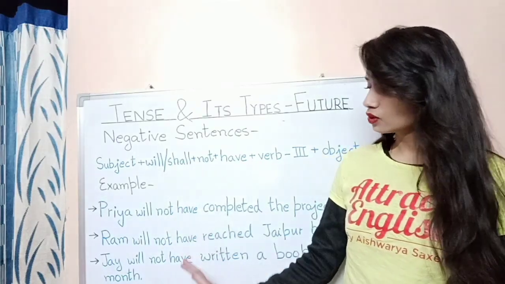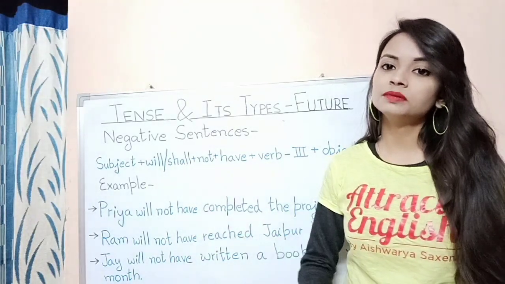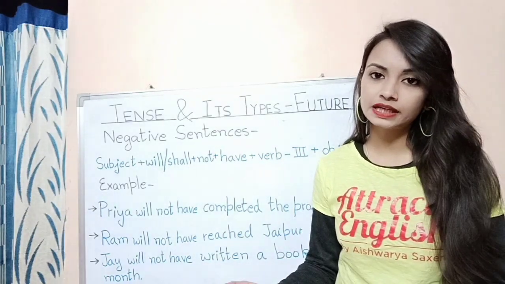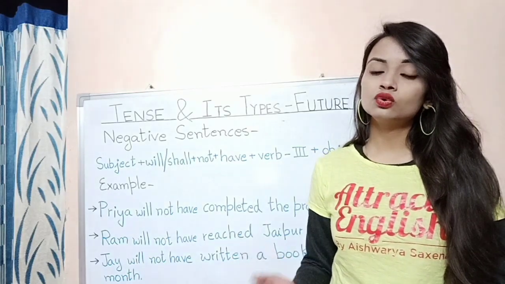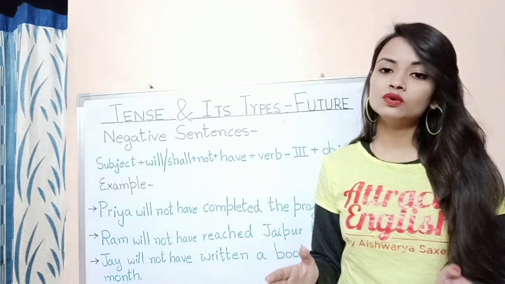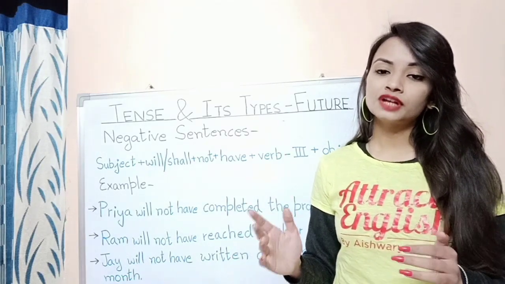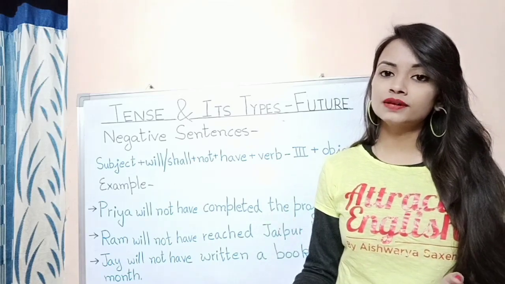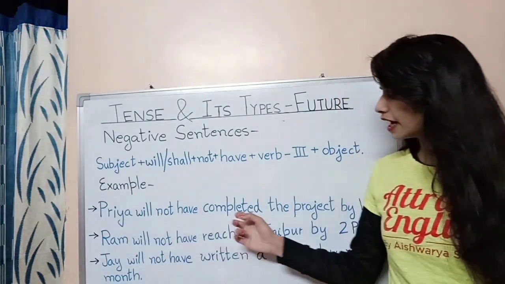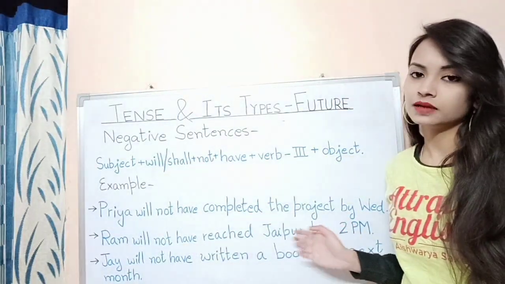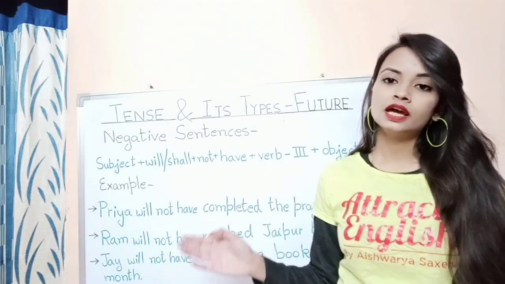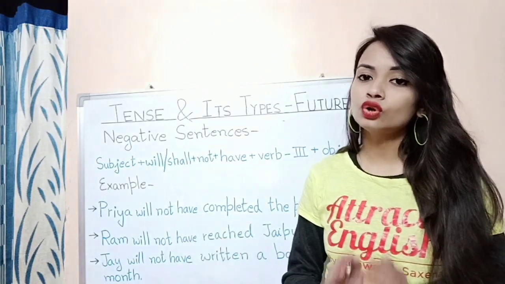The examples also are similar to what we framed earlier, because we will use the same examples to frame different types of sentences, so that you will not need to learn the format or sentence, but you will be able to understand them by looking at the same examples framed by using different formats. Let's have a look. First, Priya will not have completed the project by Wednesday. Earlier it was Priya will have completed the project by Wednesday. Now I am saying that she will have not completed it.